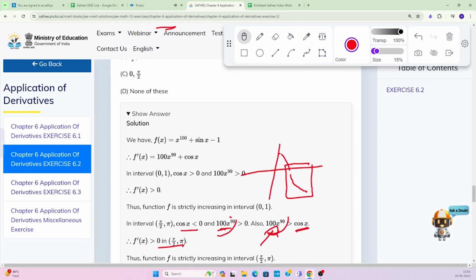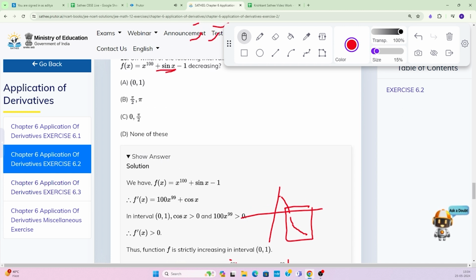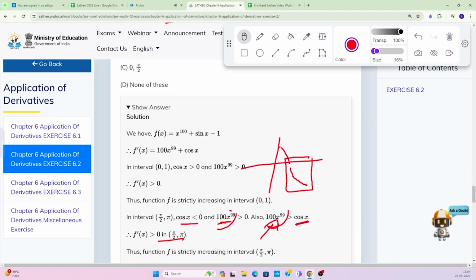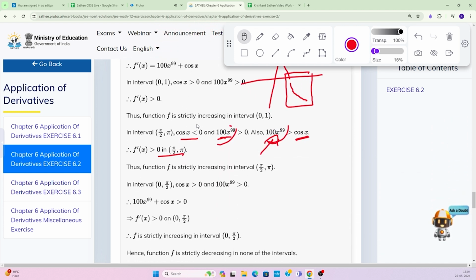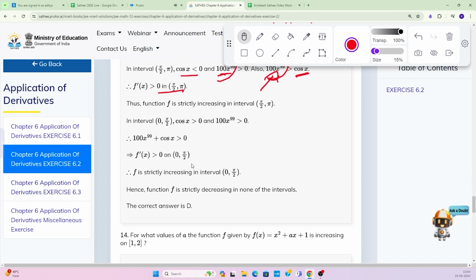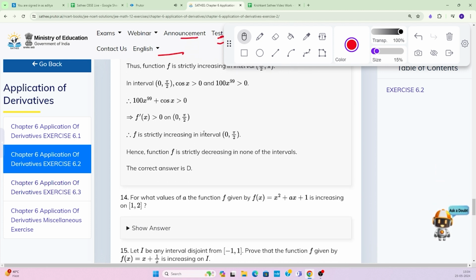Now the option D, let us see. Option A, option B and option C, everything gives me an increasing function. But I want such an interval in which my function is decreasing. So this means option D will be correct. Hence none of the options given above is correct.